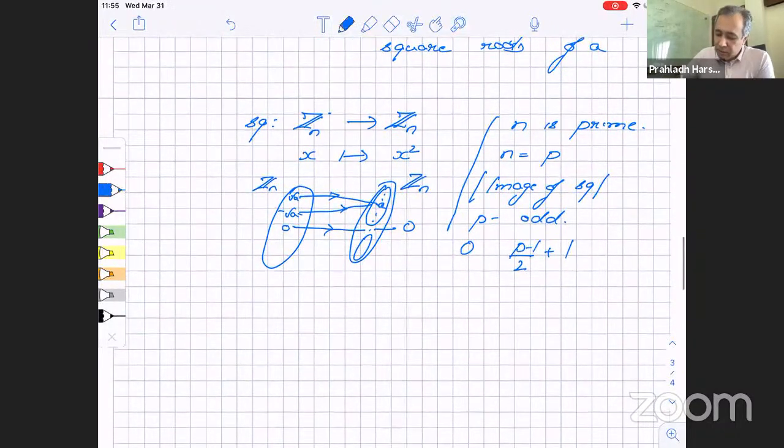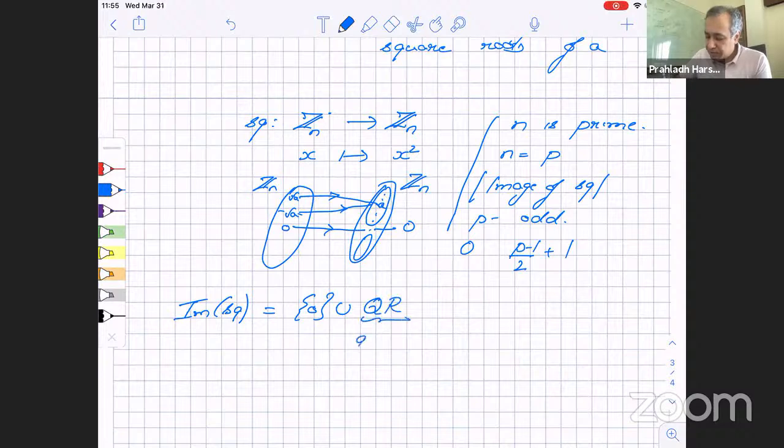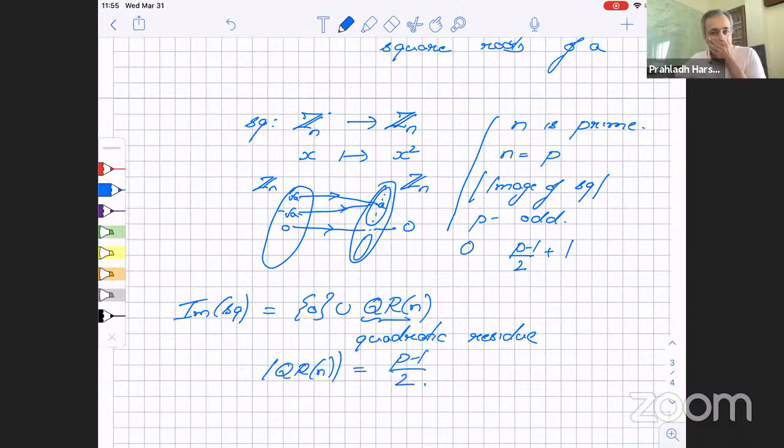So I want to claim this map: the image of square is exactly 0 union some set, which we'll call the quadratic residues. These are the things which have square roots. Quadratic residues, and the size of QR of p is exactly (p-1)/2.